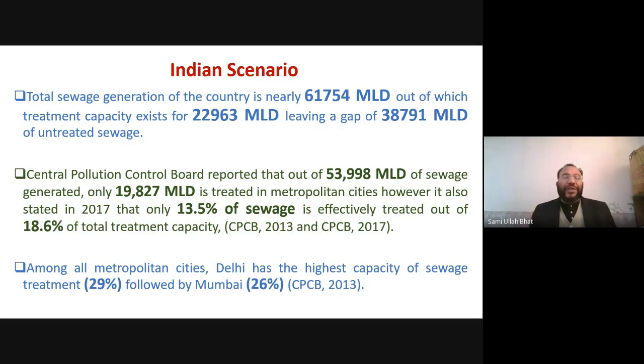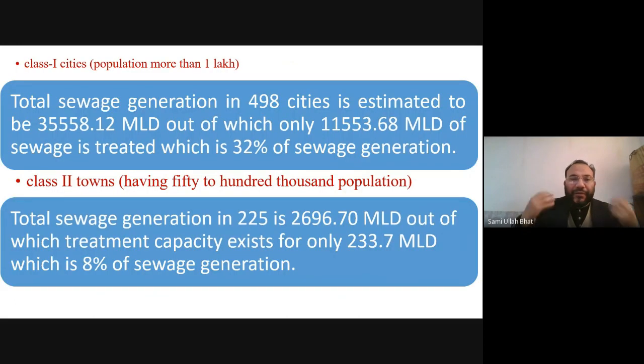Now, the Central Pollution Control Board has reported that out of 53 MLD of sewage generated, 19 is treated in metropolitan cities. However, it also stated in 2017 that 13% of the sewage is effectively treated out of 18.6% of total treatment capacity. Among all metropolitan cities in India, Delhi has the highest capacity of sewage treatment, that's 29%, followed by Mumbai, and then the rest of the class first cities, class second cities and towns.